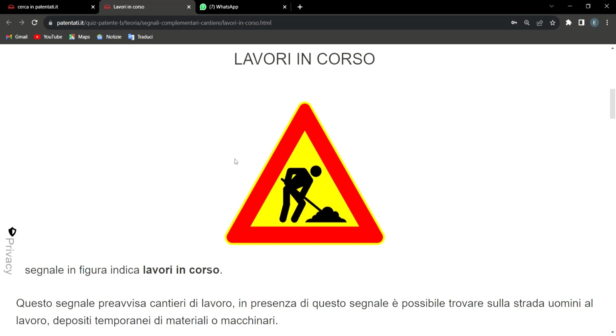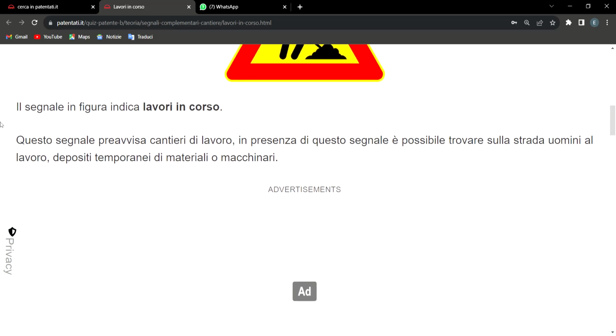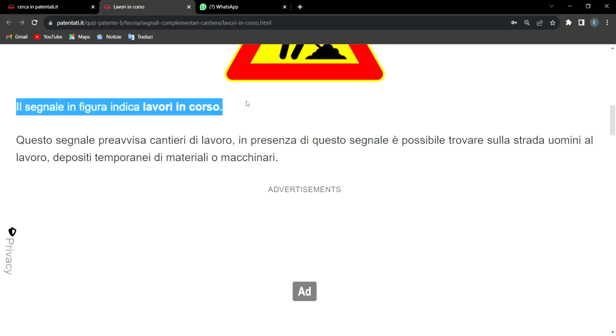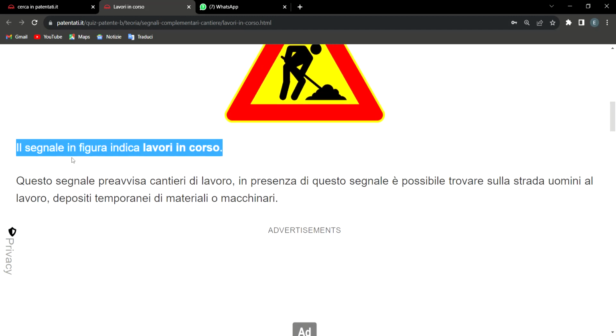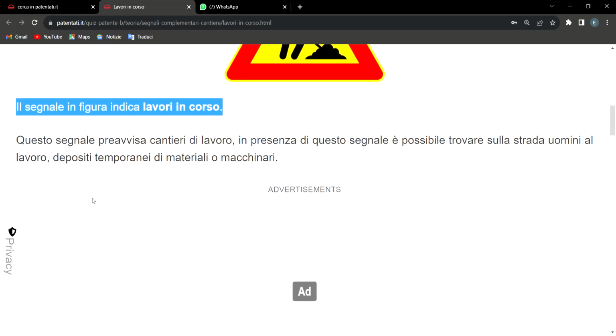Now let us quickly look at the definition because of time. It says, il segnale in figura indica lavori in corso. It says this very sign that is referred to here indicates work in progress. In other words, it is telling you that there is a particular work going on on this road. So take note of that.